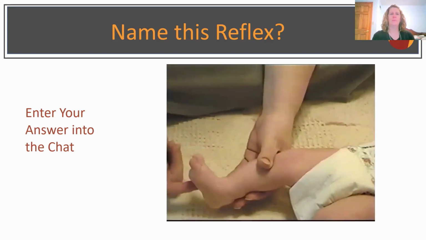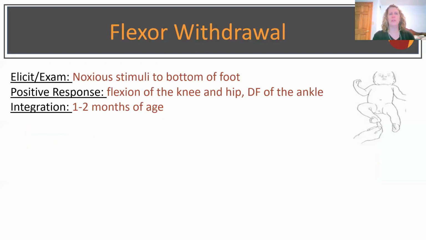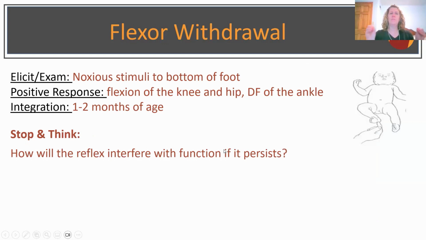Okay, good. All right, let's talk about the flexor withdrawal. So noxious stim to the bottom of the foot, we get flexion of the knee, hip, and dorsiflexion of the ankle. It's integrated early, within the first couple months, okay? So here's your stop and think. If it does not go away, if the reflex persists, what is it going to interfere with? So just stop and think for a minute. What is that going to interfere with?